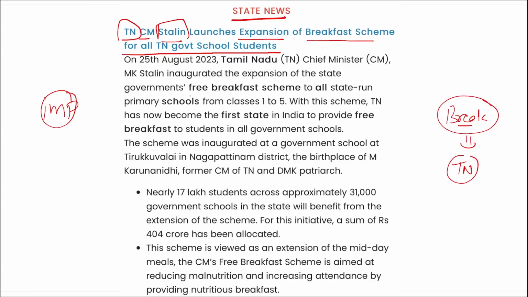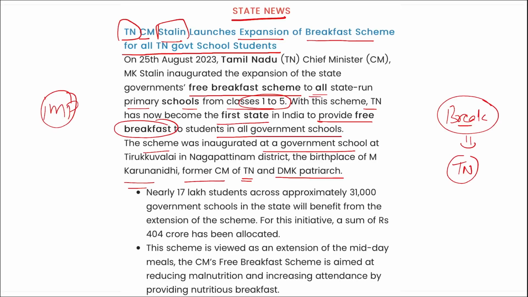So here this scheme is a free breakfast scheme for all state run primary schools from class 1 to 5th. With this scheme, Tamil Nadu became the first state in India to provide free breakfast to the students in all the government schools. The scheme was inaugurated at a government school in the birthplace of M. Karunanidhi, who is the former Chief Minister of Tamil Nadu and DMK patriarch.